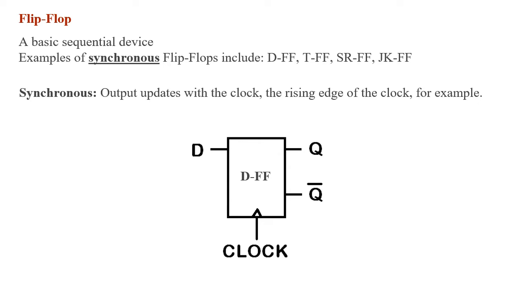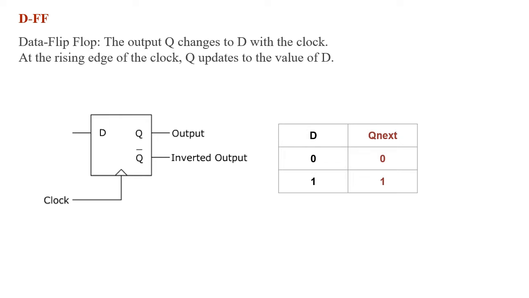Here you see a figure of a D flip-flop. As you can see, it has one input, which is the D, and it takes the clock as well as an input, and it outputs Q and the inverse of Q. The D flip-flop is the simplest type of flip-flops. The output of a D flip-flop changes its value to match that of D, but it only updates its value with the clock. So we can say that the next value of Q, or Q next, is equal to D.